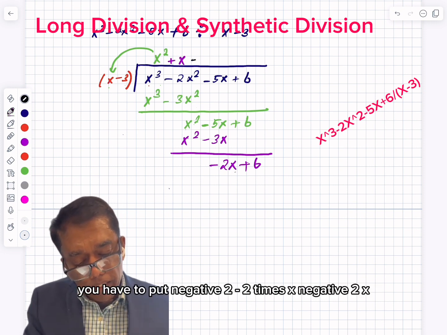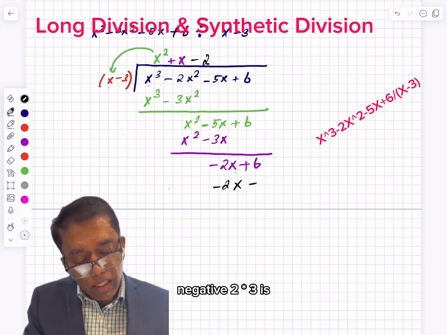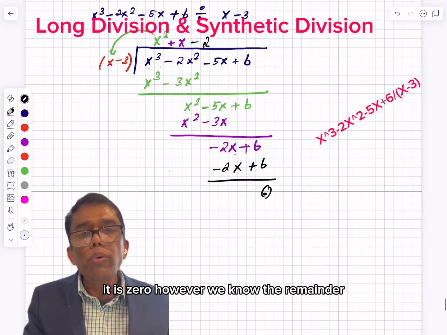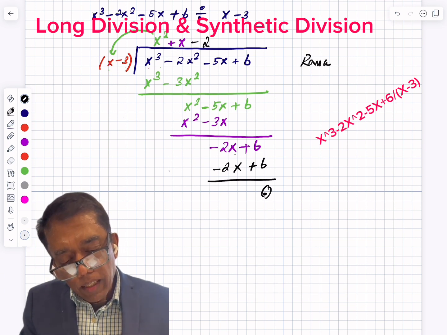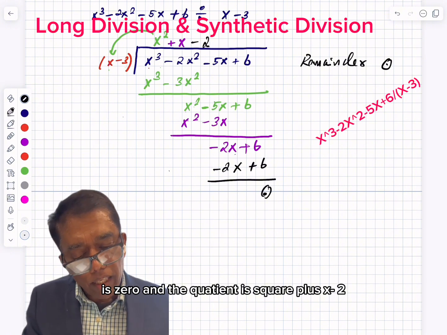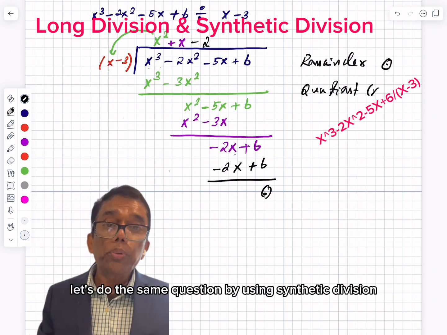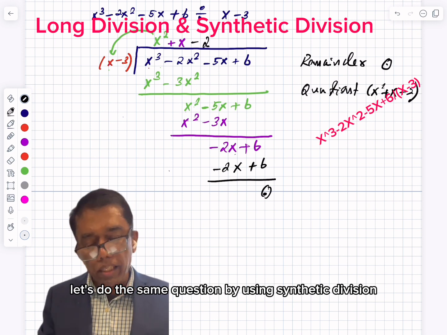Negative 2 times x, negative 2x. Negative 2 times negative 3 is plus 6. What is it? It is 0. So we know the remainder is 0 and the quotient is x square plus x minus 2. Let's do the same question by using synthetic division. Okay.